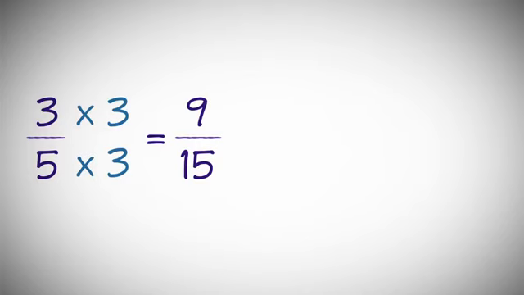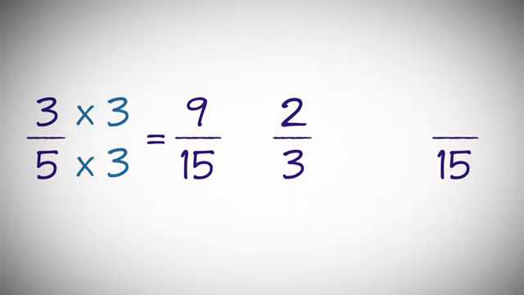Let's do the same process for our second fraction. Our second fraction is 2/3. So we need to ask ourselves, what times 3 is going to equal 15 in the denominator? That's going to be 5. So we're going to multiply the top and the bottom by 5/5. 2 times 5 is 10. 3 times 5 is 15.